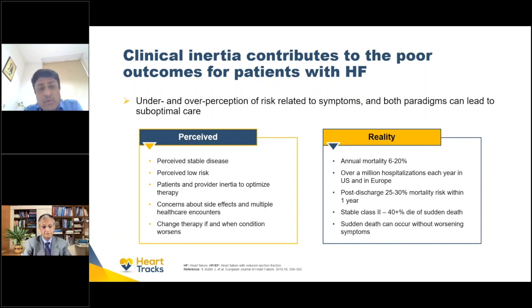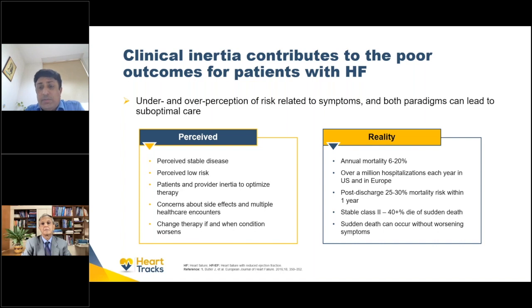Third, patient and provider inertia to optimize therapy. Again, as I said earlier, the therapy has to be optimized to at least the guideline dose. Another important point is the side effects and other problems these patients have, such as renal problems and other major organ involvement. But what we see in reality is that the mortality is very high in these patients. As I said in my first slide, in-hospital mortality is 7%. It may increase to 30 to 40% in 3 years. So annual mortality is 6 to 20%.